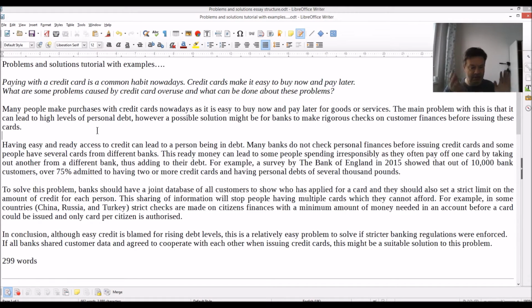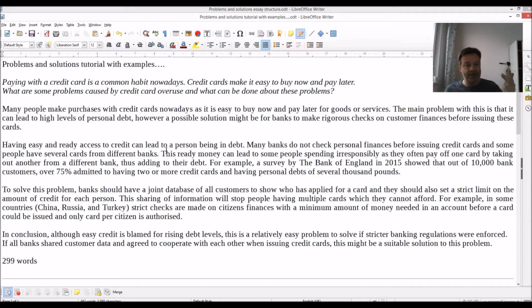Main idea. A simple sentence. Okay. Many banks do not check personal finances before issuing credit cards, and some people have several cards from different banks. So every sentence needs to move the argument, the idea along a little bit further. Right? We want to avoid repetition. We don't want to be saying the same thing 2 or 3 different ways. That doesn't work. Although it's a paraphrase, it doesn't work. We have to have something new in every sentence. It's got to move along, sentence to sentence. Okay?